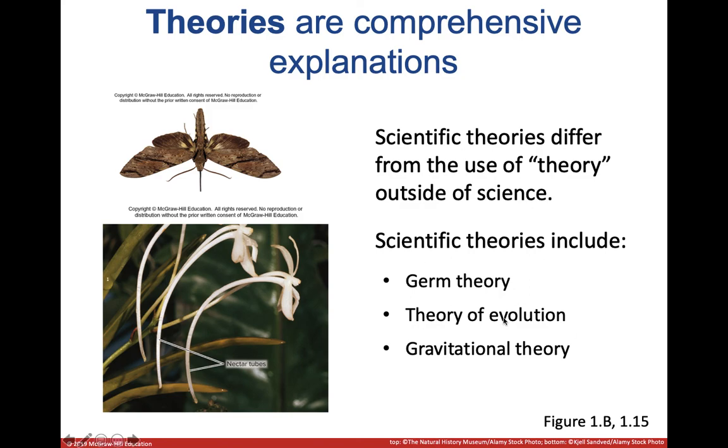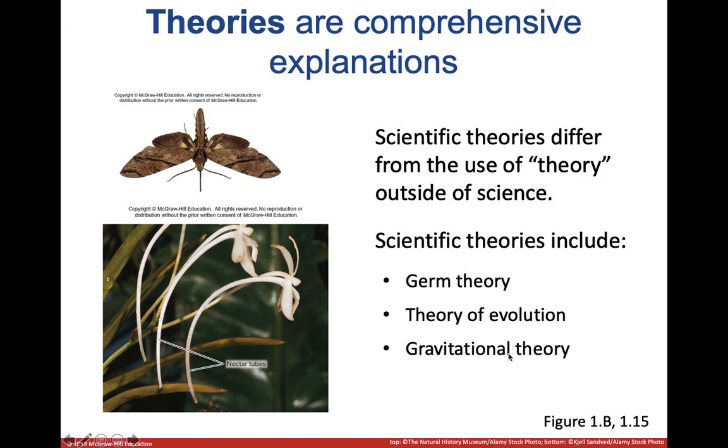Another good theory also allows you to make predictions. Good theories allow you to say, according to this theory, this should happen. This should exist. This type of thing should exist. This type of relationship should be found. This should happen if this occurs. The theory of evolution and germ theory and gravitational theory all work out that way.